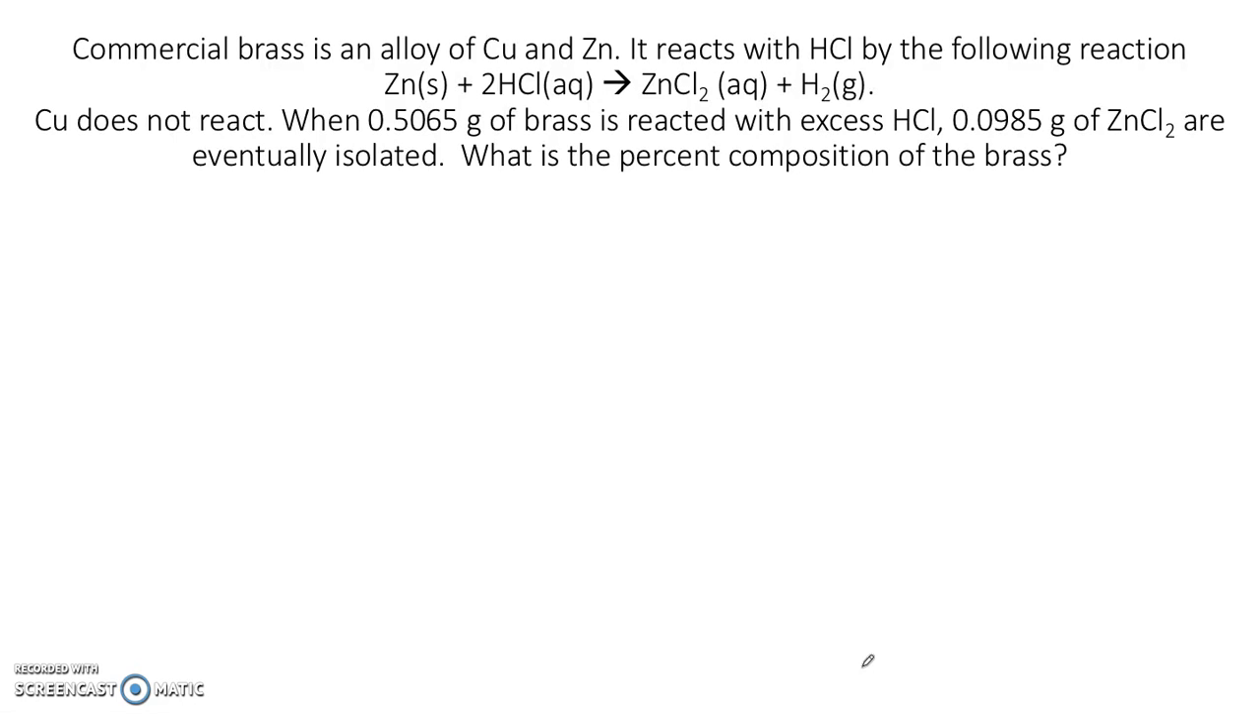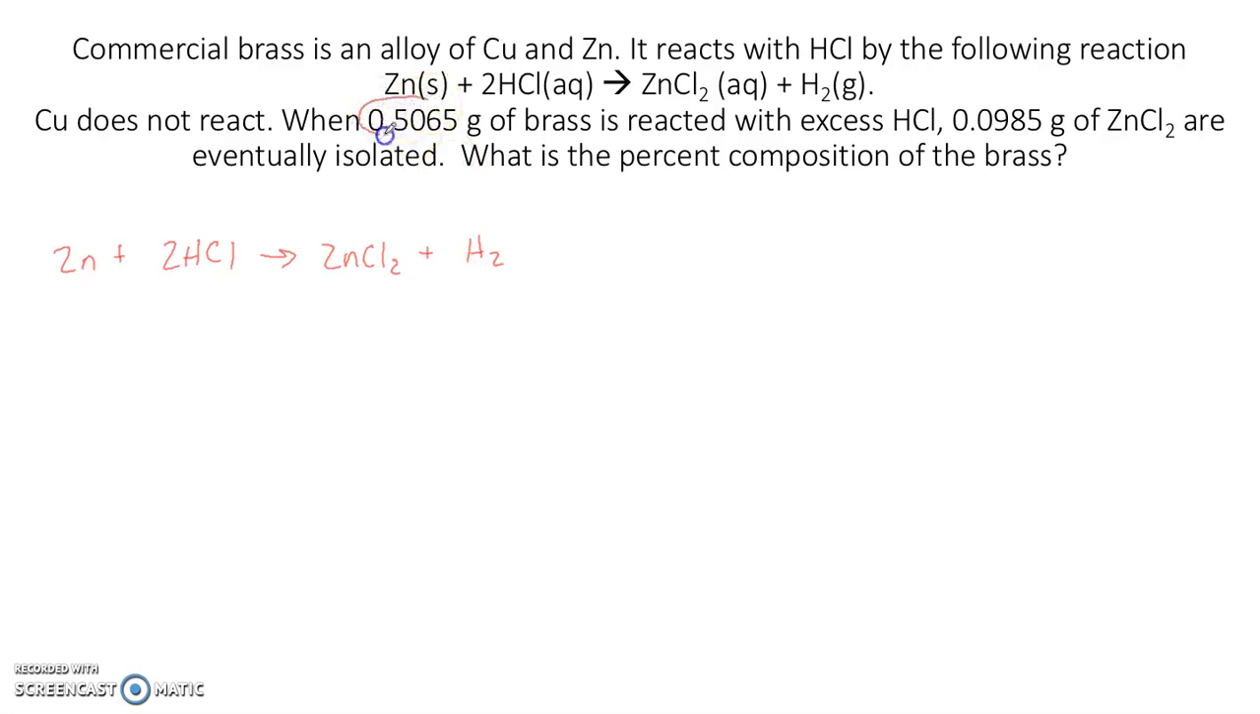When we do that, we're going to make 0.0985 grams of zinc chloride. I want to know what's the percent composition of the brass. Well, we know that we have, let me get my pen, this equation: Zn plus 2HCl yields ZnCl2 plus H2. We know we have this equation and it's balanced.